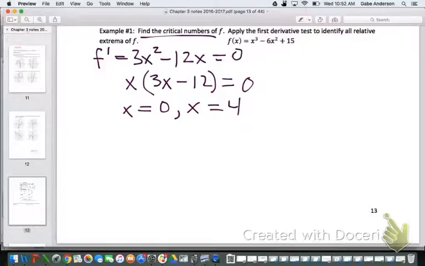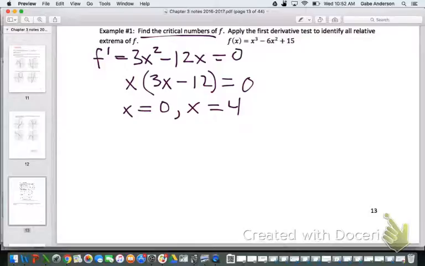We found the candidates, right? So it would be wrong to stop here. All we found are the candidates. We need to identify, are they relative mins, maxes? Is it a mix? Are they neither? We have to actually identify that. And the way that we identify that is with the first derivative test. We're going to literally test the first derivative.